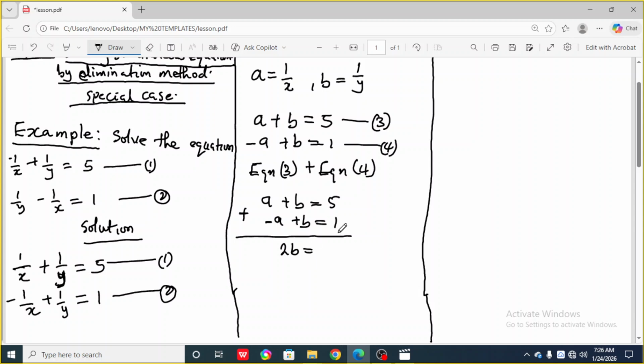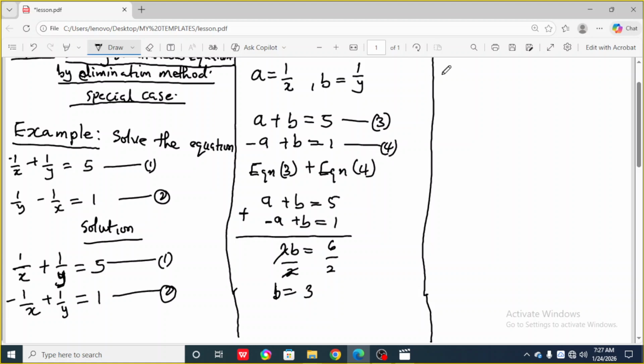I will now have 5 plus 1, that is 6. The next thing is to divide both sides by 2 to get my b. So when I divide, 6 divided by 2 is 3. So I've gotten my b to be 3. The next thing is for me to get a. How do I get a? I will substitute b equal to 3 in either equation 3 or 4 that has a and b.